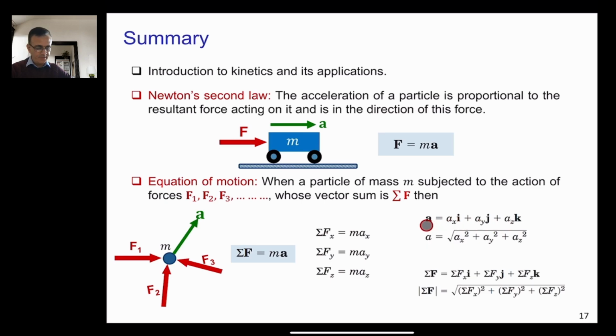And finally, we also discussed that you can write the acceleration in this form here. So this means that acceleration can be split into three components: ax, ay, and az in the i, j, and k directions, which are the unit vectors in x, y, and z direction. And if you know the acceleration components, you can calculate the magnitude of the acceleration using this equation here. And again, if you know the forces in x, y, and z direction, you can calculate the resultant force by using the same procedure, or you can split the force into x, y, and z direction by using this procedure here.